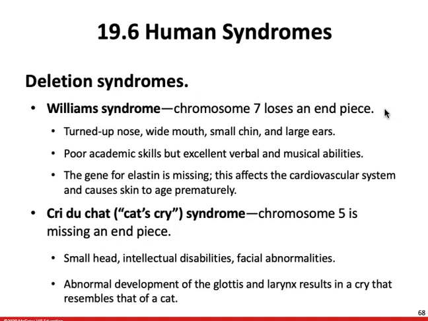It can cause some other issues as well. The cat's cry syndrome, or Cri-du-Chat, if that's how that's pronounced, I'm very sorry, I don't speak French. This syndrome is caused by a deletion in chromosome 5. So again, we're just missing a small end piece. This tends to result in a small head, intellectual disabilities, and facial abnormalities. It also results in an abnormal development of the glottis and larynx. So especially in small children, when they cry, it tends to sound like a cat mewing. So that's where it gets the name from.